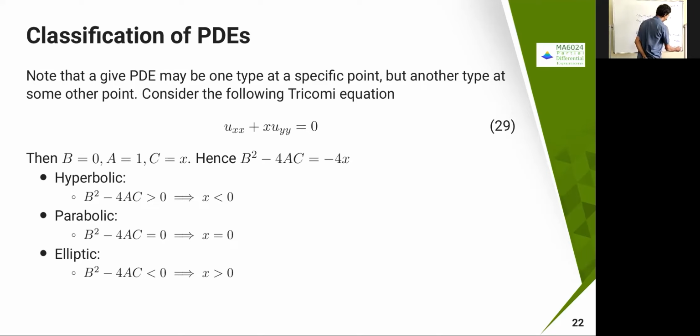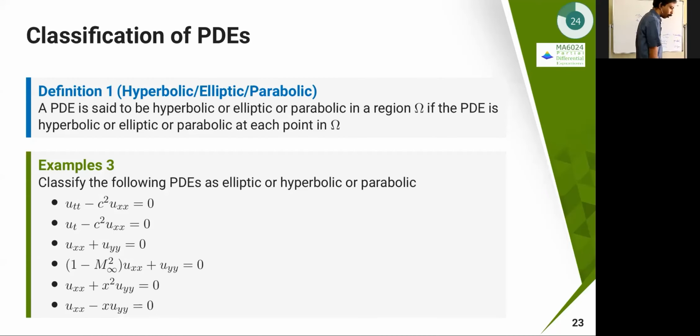See, same equation, but I didn't change anything. In one region, for example in the plane x less than 0, I'm going to get hyperbolic. When I put x equal to 0, you are going to get another plane where it is parabolic. Similarly, for x greater than 0, it is going to be elliptic. Similarly, you can put those values over here, and different cases are going to come. So let's look at a few more examples.